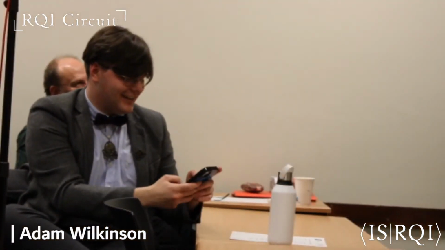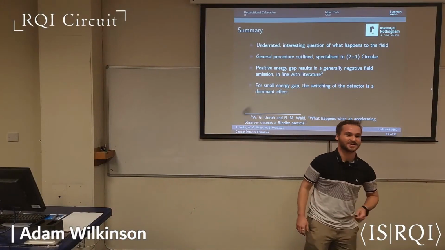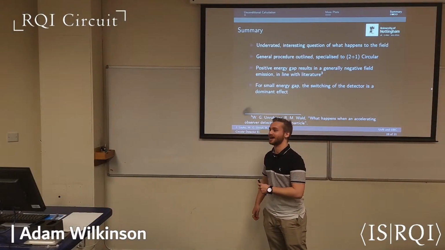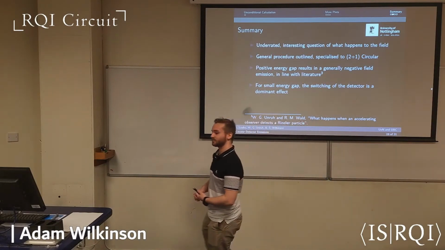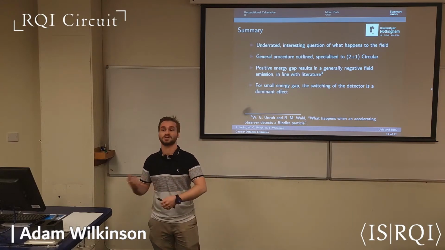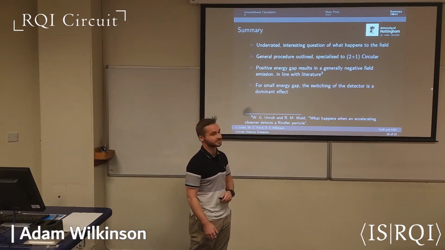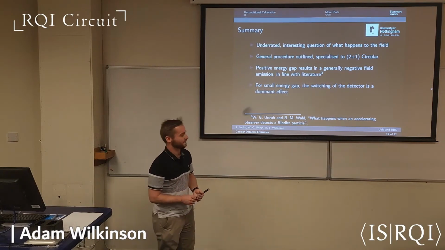For now, I'm just going to summarize. I'm asking what I think is the underrated but very important question of how the field reacts to a detector, as opposed to the other way around. There is a general procedure and a general derivation that I hope to use in future in a variety of situations. But for now, I just have these plots of 2+1 circular motion.